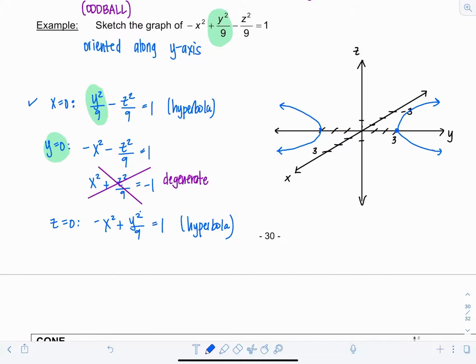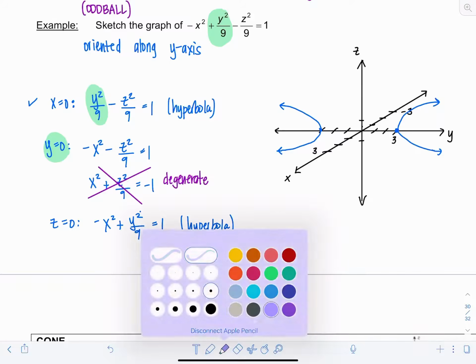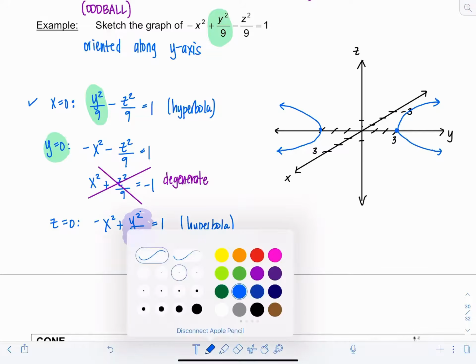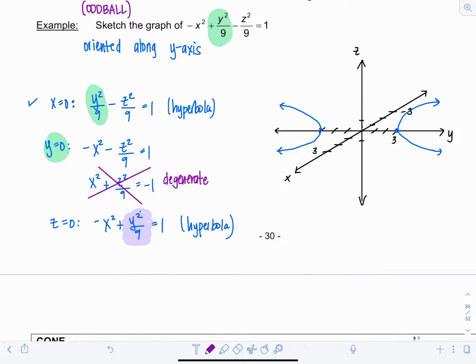Then I have a degenerate case for y equals 0. And then I have another hyperbola in the xy plane. Now this one's going to open again in the y direction because that's the positive term. So in the xy plane, x is only going to be, well, you won't see it because that's the negative one. So I'm just going to worry about where y is. And this one's basically coming at us, right? So it's this way, a little more flat. That's in the xy plane.